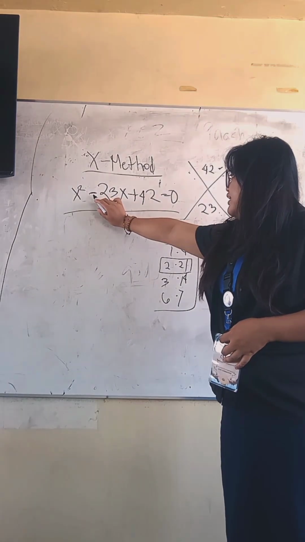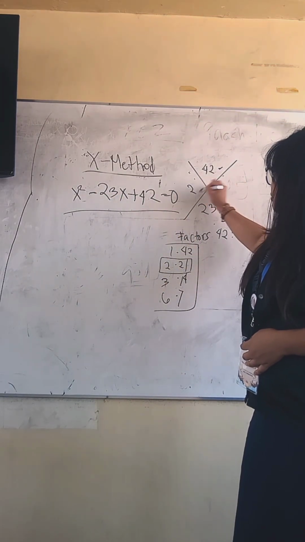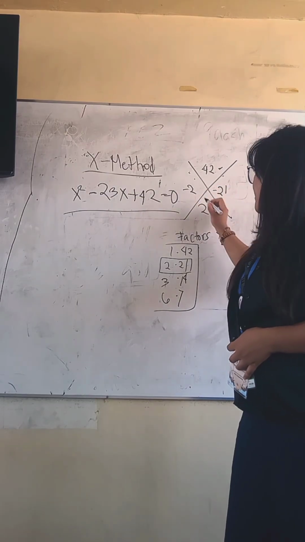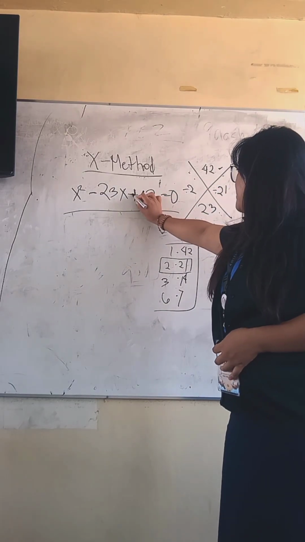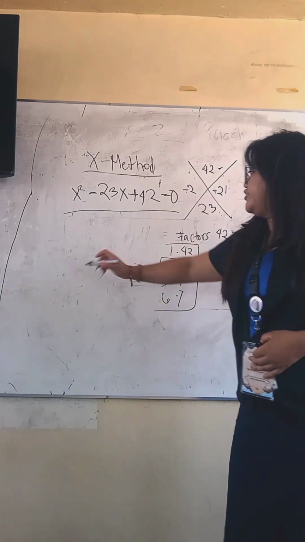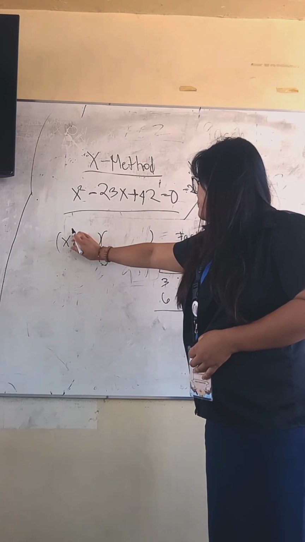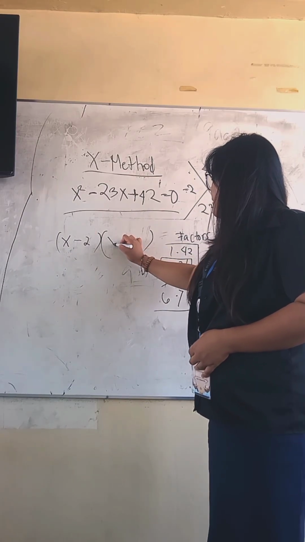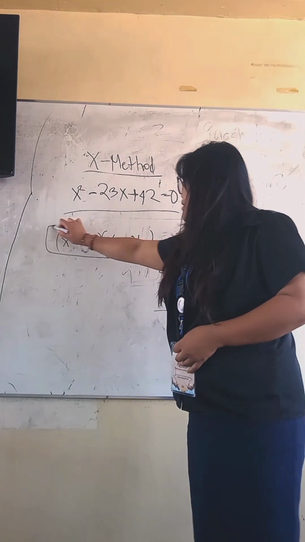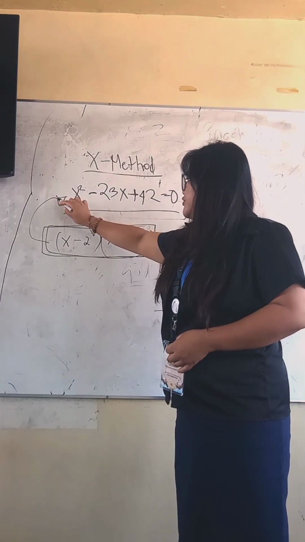But, as you can see, the second term's sign is negative. So it means 2 and 21 have to be negative values because negative times negative equals positive, and negative plus negative equals negative. And if we factor them, it will be (1x minus 2) times (1x minus 21). And if we answer this using the FOIL method, this will be the answer.